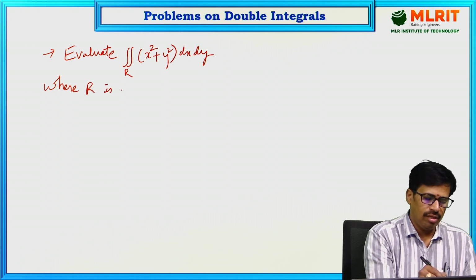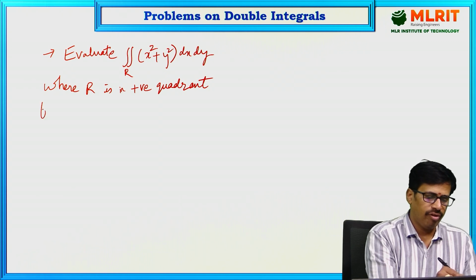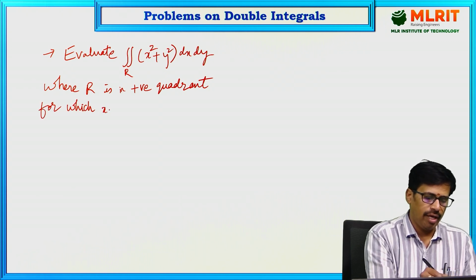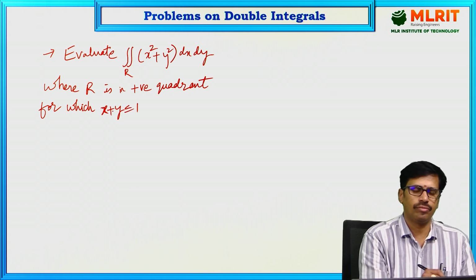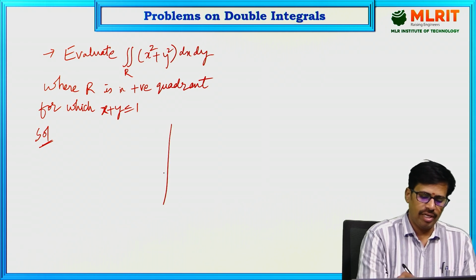the region in the positive quadrant for which x plus y less than or equal to 1. So first let us draw the region.